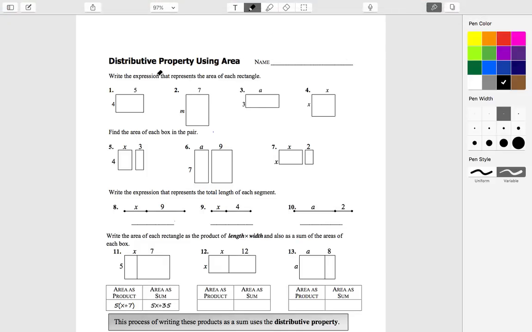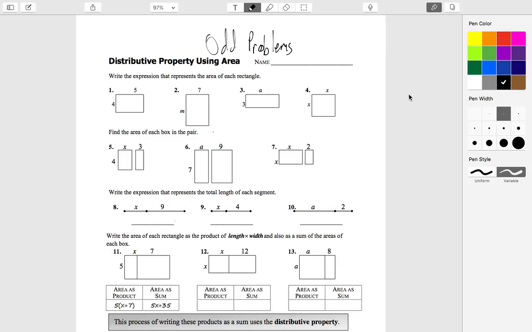Okay, so we're going to start distributive property using area. This one is going to be going over all of the odd problems, all the answers to the odd problems. So this video may take a little bit of time. Feel free to scroll to the ones that you need if you're good on the first page, but we're going to be going in order by odd.